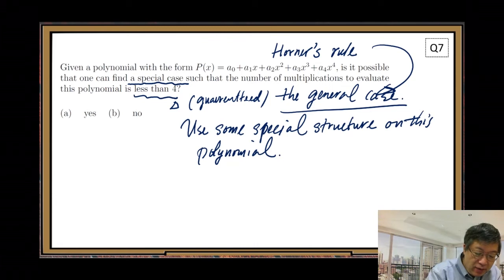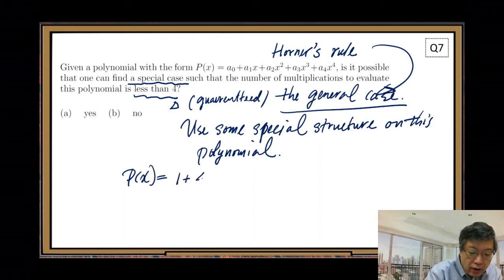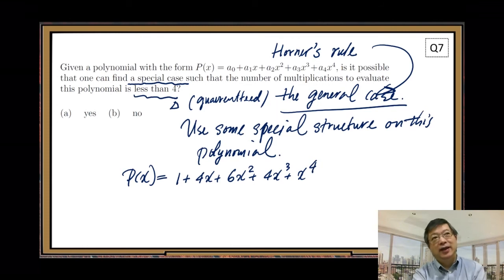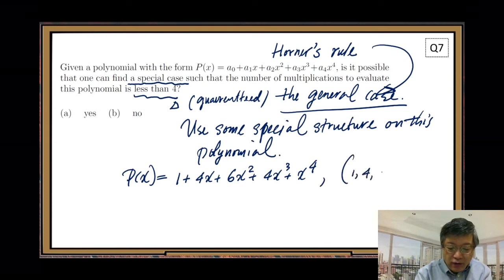So let me write this one. 1 plus 4x plus 6x squared plus 4x cubed plus x to the 4th. How about that? Are you familiar with this special format? If you look at the coefficients, it's quite special. 1, 4, 6, 4, 1.